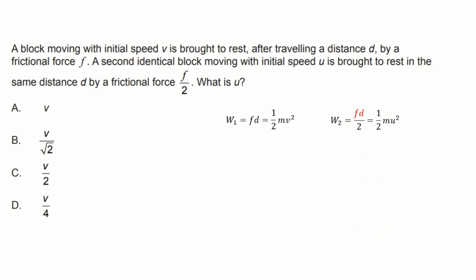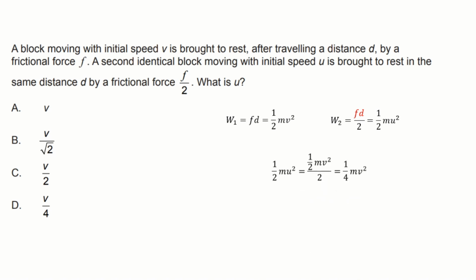Now, we can do the same for block number 2, except this time the force is simply F/2, and we have an initial speed u, which then leads to half mu squared. So we've got two equations now, and you'll notice that I've highlighted Fd in red. That's because we're going to do a bit of substitution to find the relationship between v and u.